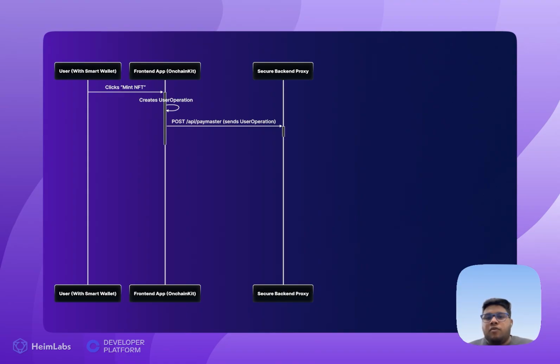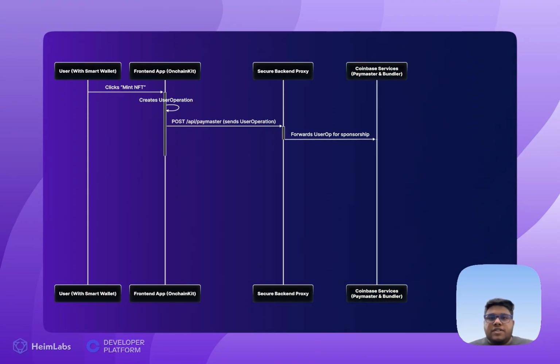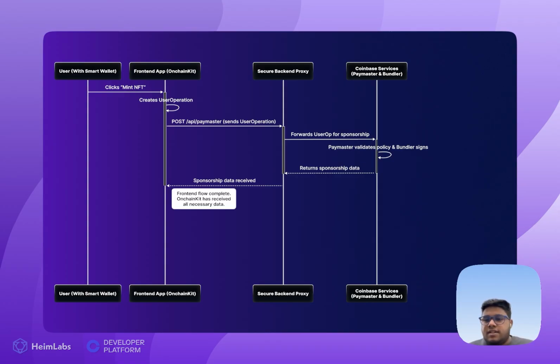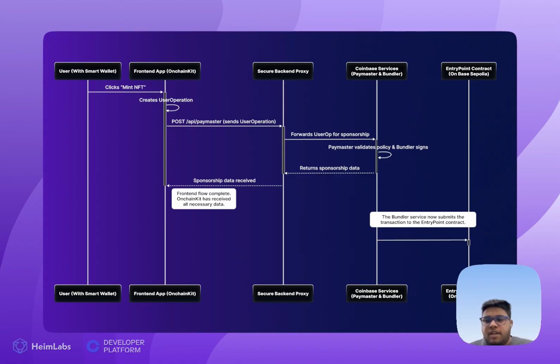The secure backend proxy then processes the user operation and forwards it for sponsorship to the Coinbase services, which are the Paymaster and the Bundler services. These Paymaster and Bundler services abstract away all the complexity, and they handle all of this Paymaster and gas sponsorship flow. The Paymaster validates policies and the Bundler signs, and once that is done, the Bundler service submits the transaction to the EntryPoint contract on Base Sepolia. This is submitted as a bundled transaction with the user operation, and once that is done, it is verified. The Paymaster signature is verified, and the NFT mint is executed.